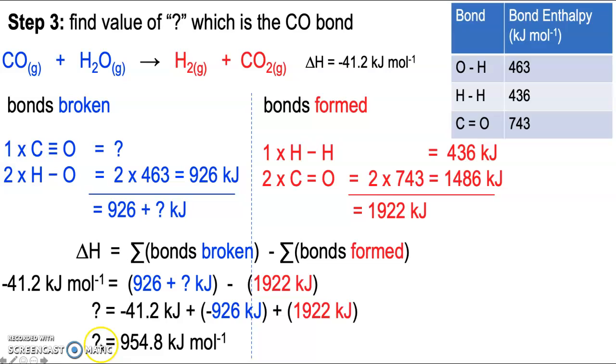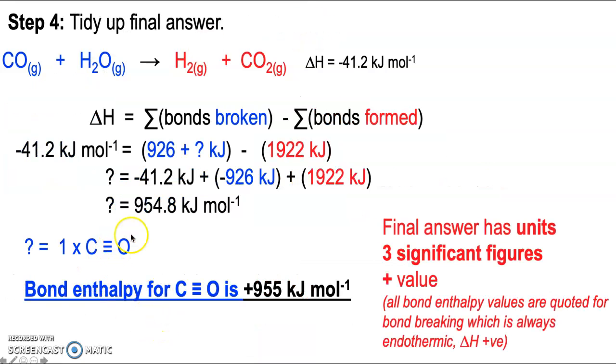You'll find the value for question mark is 954.8. Now don't stop at that point, because you've not actually answered the question, which was to find the value of the carbon-oxygen bond. So this is the bit where you've got to take your answer a little bit further and say, well, question mark was the symbol we used to represent carbon triple bond oxygen. This is the bit that I've got in bold that you need to write. So the bond enthalpy for the carbon triple bond oxygen is, and notice I've taken this value and rounded it to 3 significant figures. So that 8 pushes the 4 up to a 5. That's where the 955 comes from.